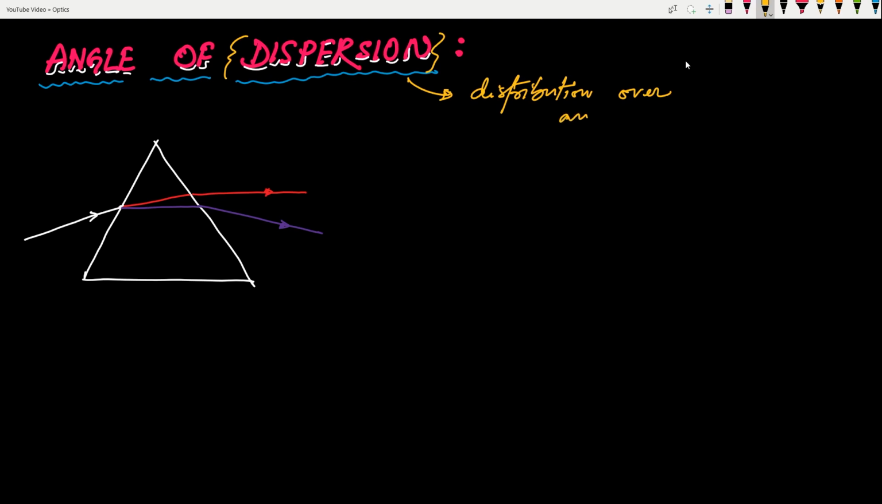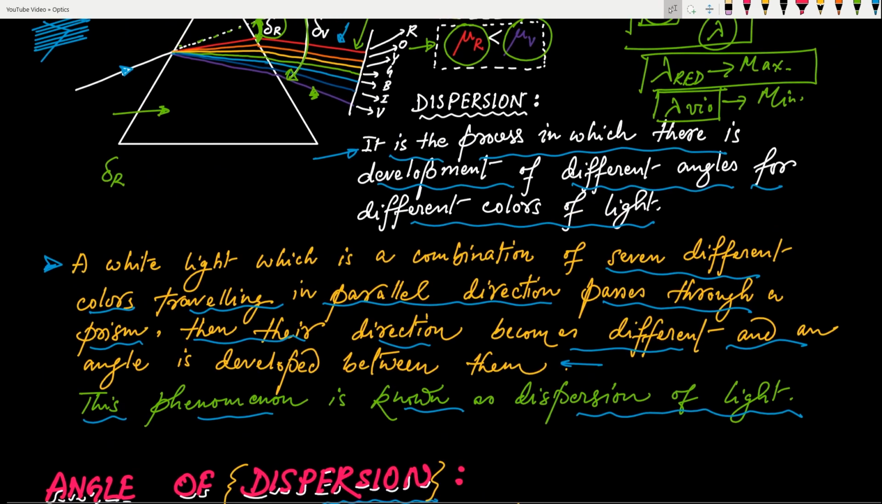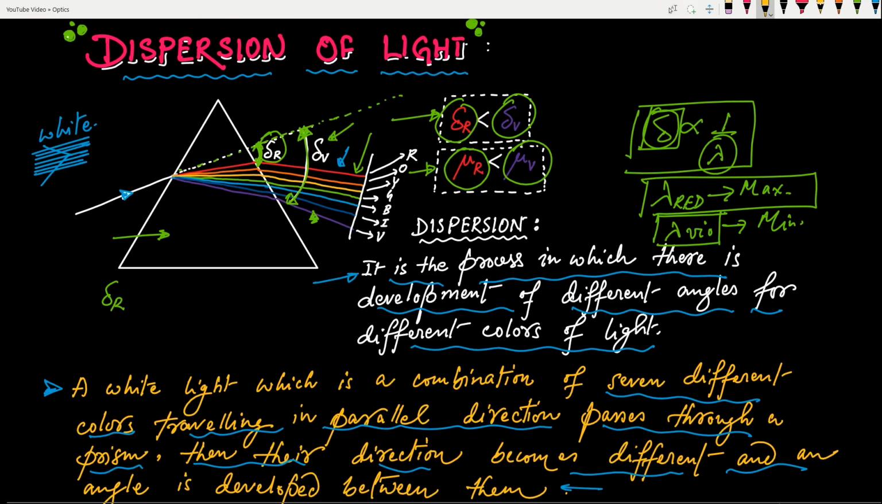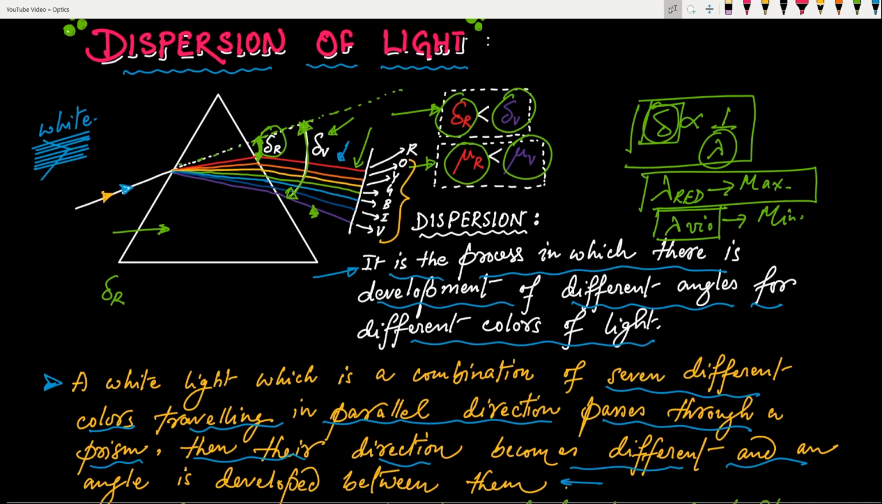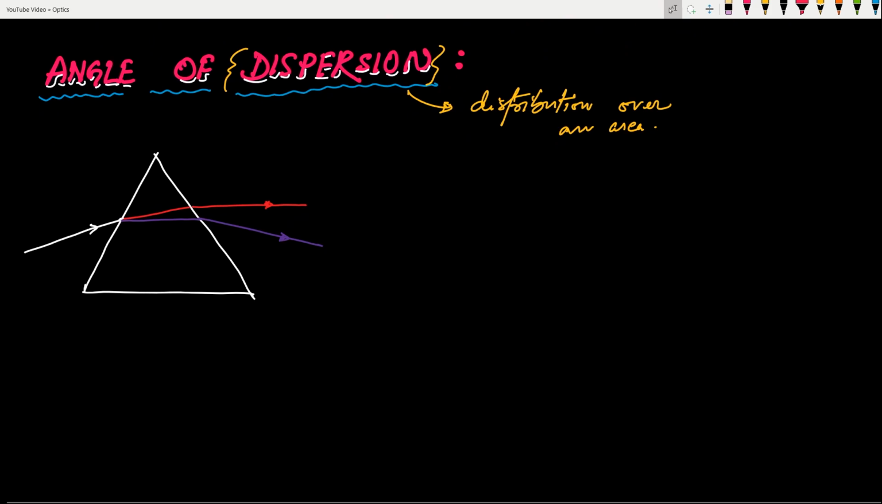over an area. As we have seen earlier in our earlier diagram, if you look into this diagram, we can see that the light was moving in this way, and then the light got distributed over this area. So this phenomenon is known as dispersion. That is distribution of light over a given area. Now let's understand what is angle of dispersion. Angle of dispersion is the angle by which the distribution takes place. That is the angle of distribution.